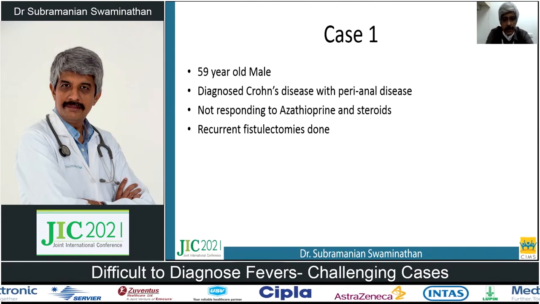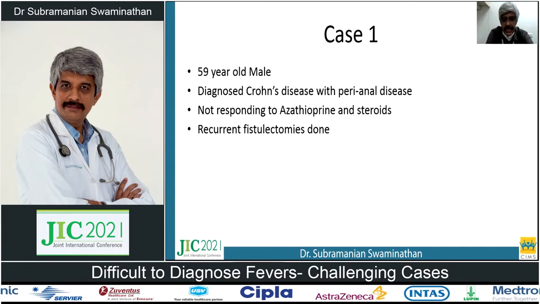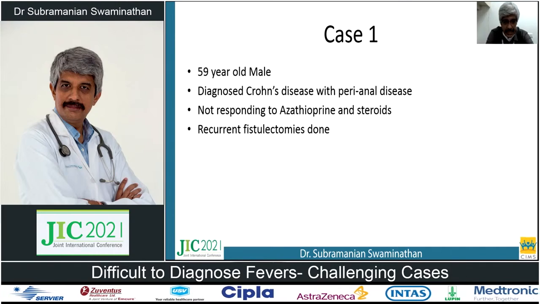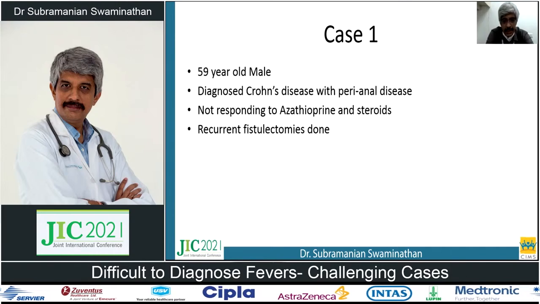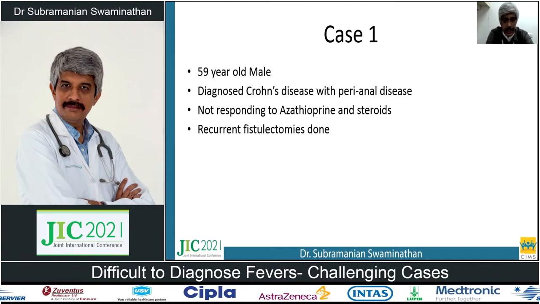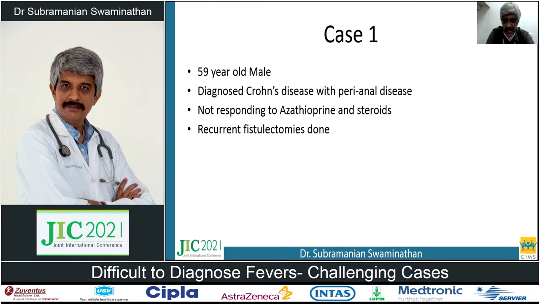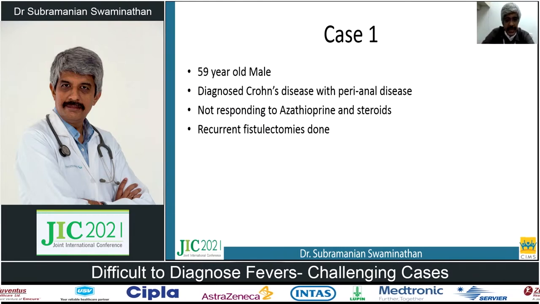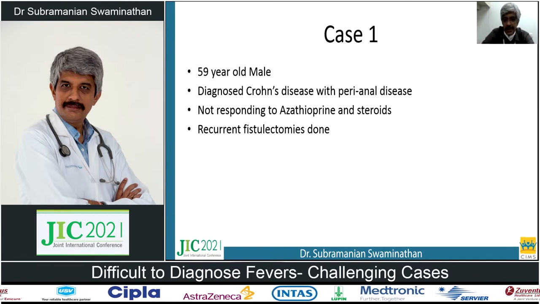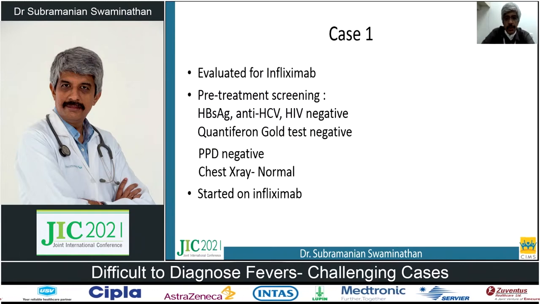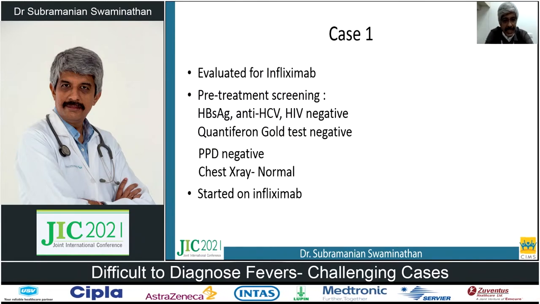First case is a 59-year-old gentleman who was diagnosed with Crohn's disease and had primarily perianal disease. He was already on azathioprine and steroids, and he had a history of multiple fistula surgeries done. In spite of it, he kept having recurrent disease. The GI team felt that azathioprine and steroids were just not cutting it, so he was being evaluated for the use of infliximab.